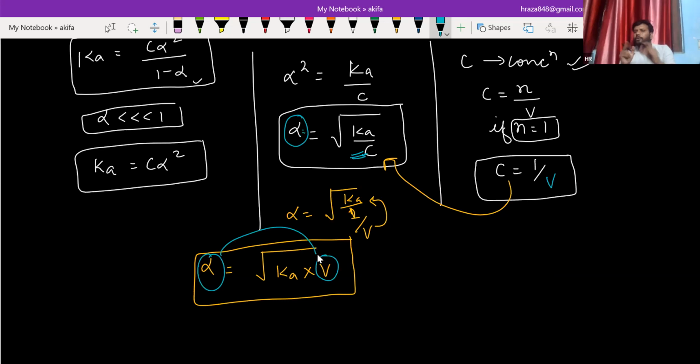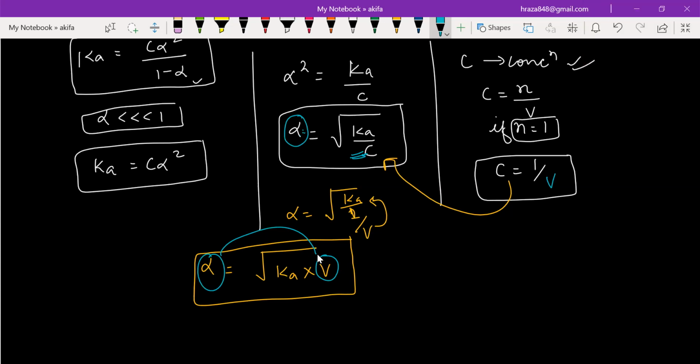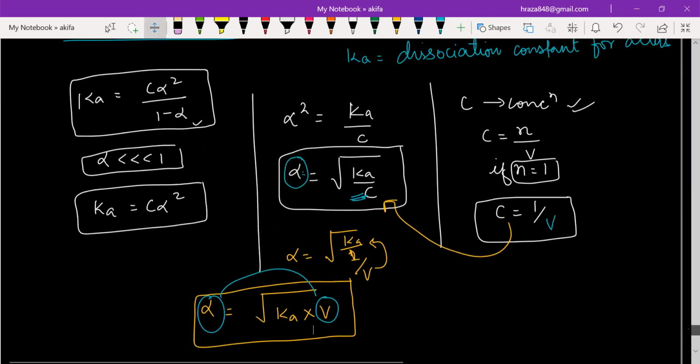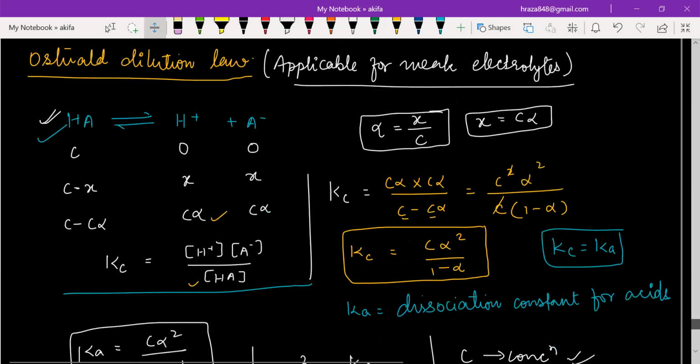So according to Ostwald dilution law, for a weak electrolyte, dissociation is inversely proportional to concentration. If the solution is concentrated, a weak electrolyte which is concentrated, the dissociation will be very less, and if it is diluted, the dissociation will be large. Is that clear? Yes. Okay, I'm going to slide it up. Please let me know if you're done with this.